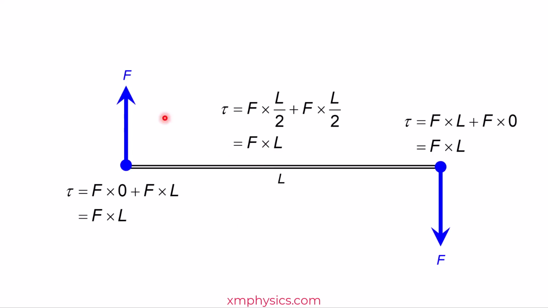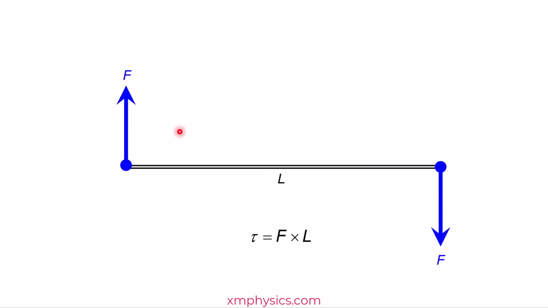That's because a couple always results in a net force of 0. So when net force is 0, you can evaluate moment about any point and still get the same answer. So the conclusion is this: when you have a couple, the magnitude of the couple, you can just take one of the force times the perpendicular separation between them.